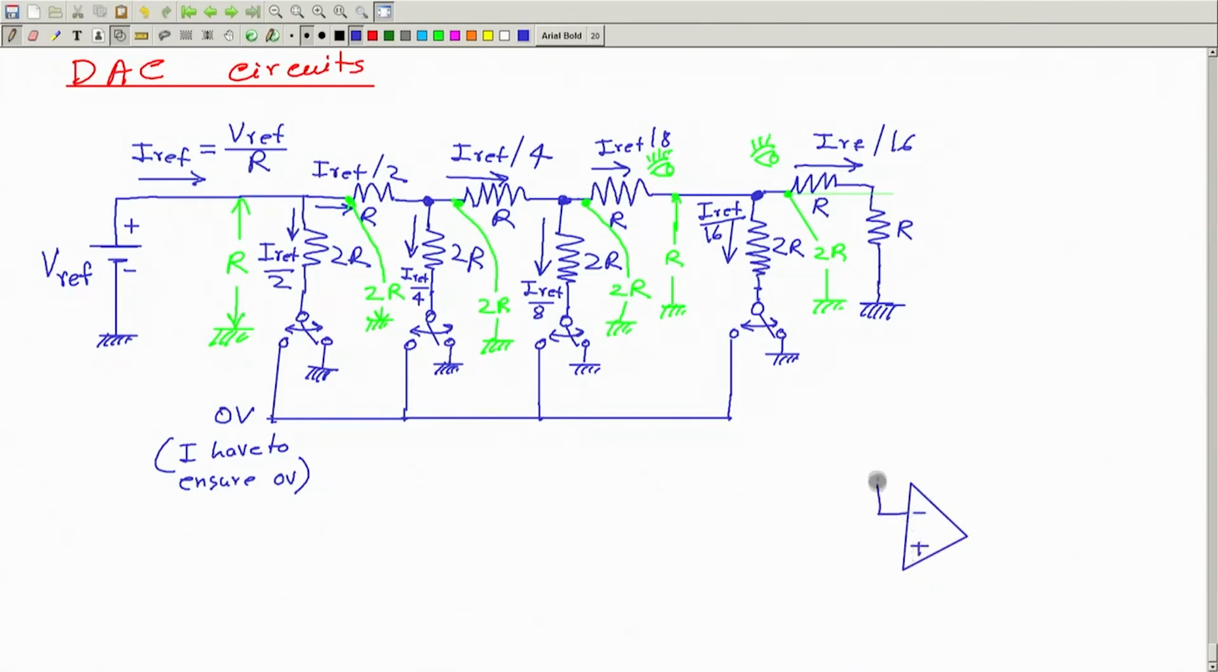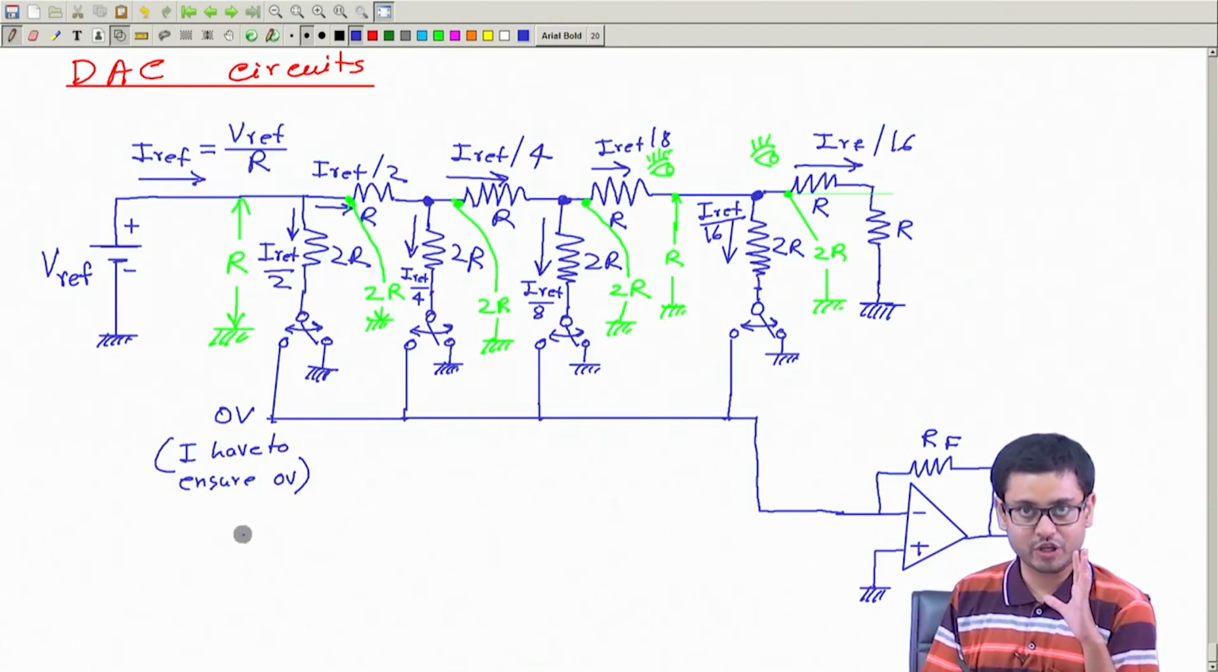Minus, plus, negative feedback. I call this resistance RF, because this is the feedback resistance, this is the output. This I will connect to the ground. And now what I will do, this is quite interesting, I will connect this to here, right?